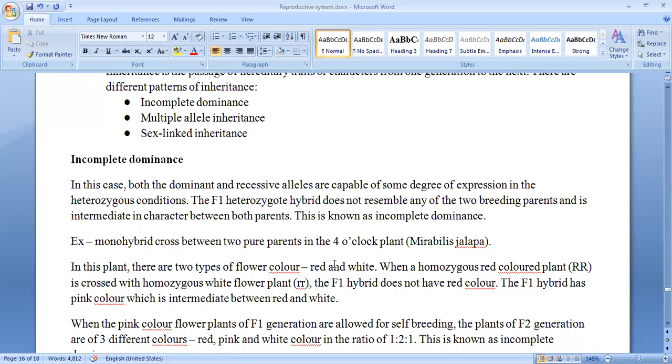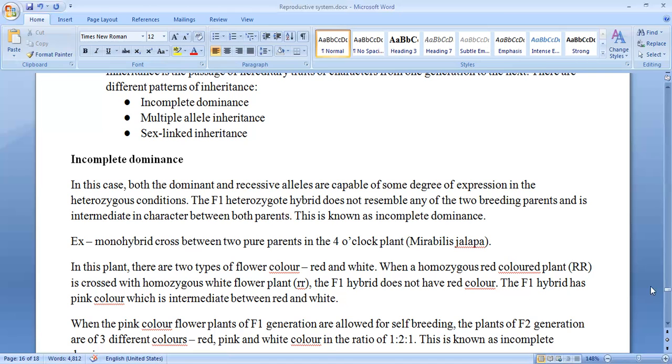Suppose you take two pure parents of that 4 o'clock plant, and you do a hybridization between them. In this 4 o'clock plant, there are two types of flowers which are produced. There is red colored flower plant and there is white colored flower plant. If we take a red colored plant and denote the alleles as capital R because both are the dominant type, both of them will have that dominant color which is the red color.